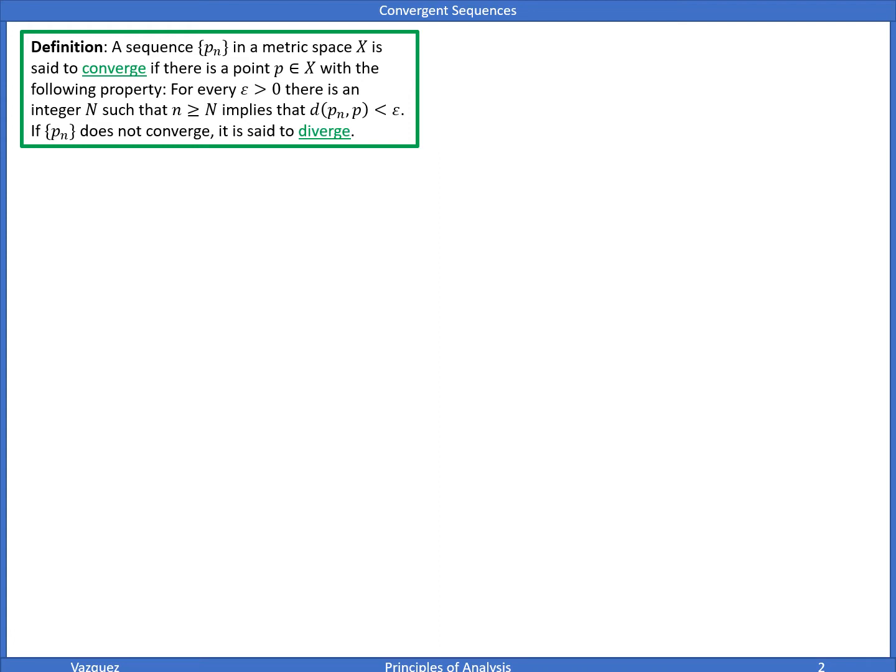So a sequence, P sub n, in a metric space X is said to converge if there is a point P in X with the following property. For every epsilon greater than 0, there's an integer big N such that little n greater than or equal to big N implies that the distance between the point P_n and P is less than epsilon. Now, if P_n doesn't converge, then it is said to diverge.